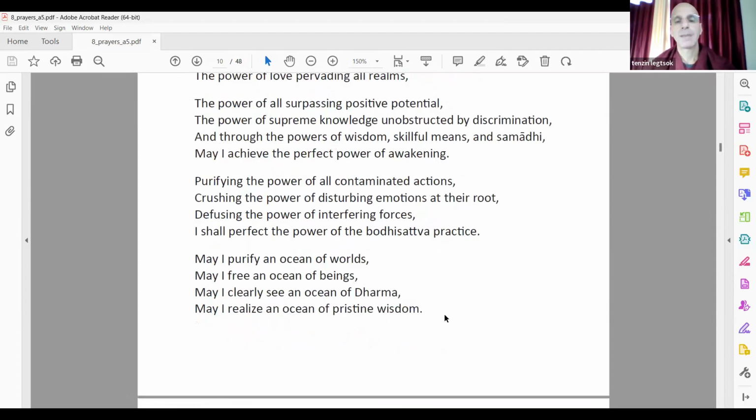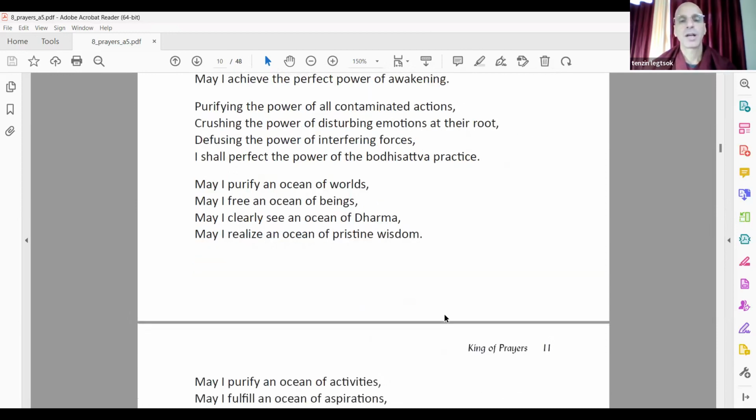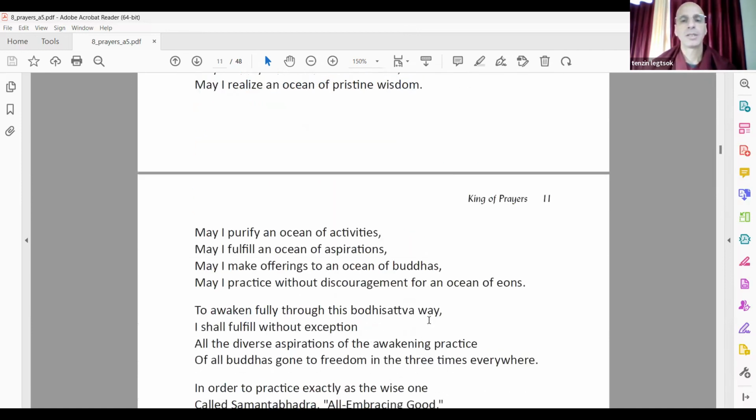Purifying the power of all contaminated actions, crushing the power of disturbing emotions at their root, diffusing the power of interfering forces, I shall perfect the power of the Bodhisattva practice. May I purify an ocean of worlds, may I free an ocean of beings, may I clearly see an ocean of Dharma, may I realize an ocean of pristine wisdom.